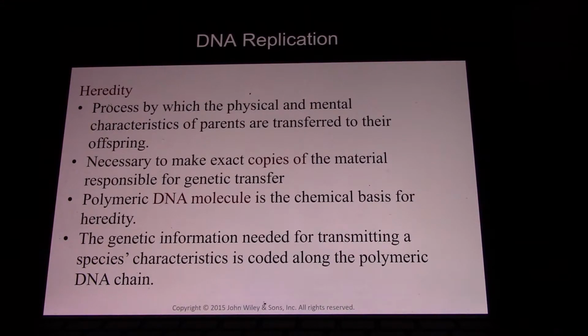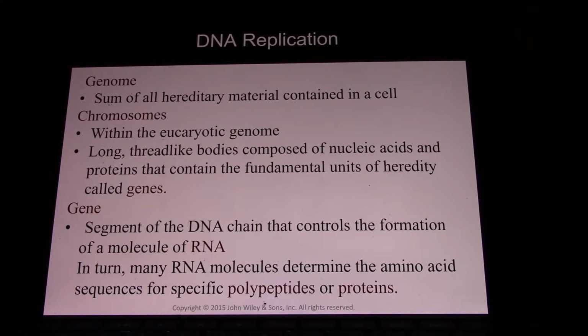So the genetic information needed for transmitting a species' characteristics is coded in the DNA. The genome is the sum of all hereditary material in the cell. All of your DNA combined is the genome. Bacteria have one circular chromosome. Eukaryotes have many linear chromosomes, and those numbers of chromosomes can vary between 2 to 1,000, but they're linear, not circular. A gene is a segment of DNA that produces a functional product.